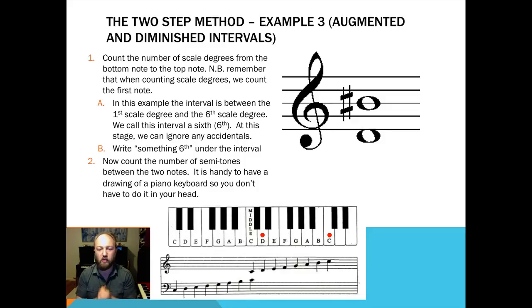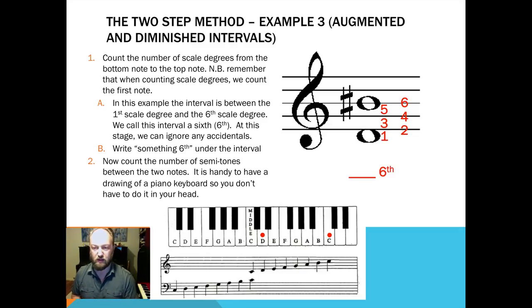So we go about this exactly the same way. We start, remember, by counting the scale degrees first. 1, 2, 3, 4, 5, 6. It's a something sixth. Great. Now let's count the semitones.